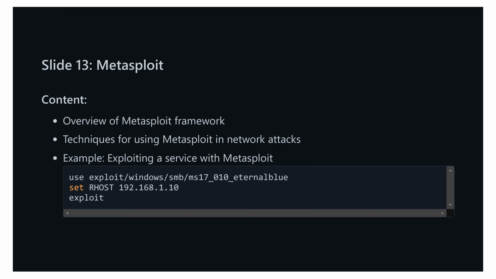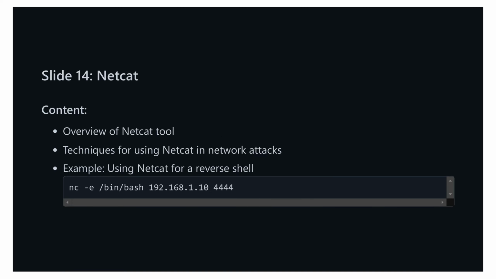In the next slide, we'll discuss another essential tool, Netcat. It plays a critical role in network attacks, particularly useful for creating reverse shells. Now that we've covered Metasploit in depth, including its framework, various techniques for network attacks, and even how to exploit a service using the tool, let's move on to another essential utility in your penetration testing kit, Netcat.